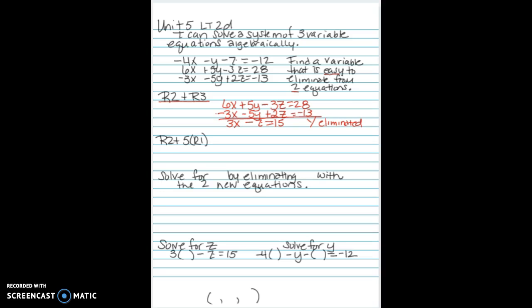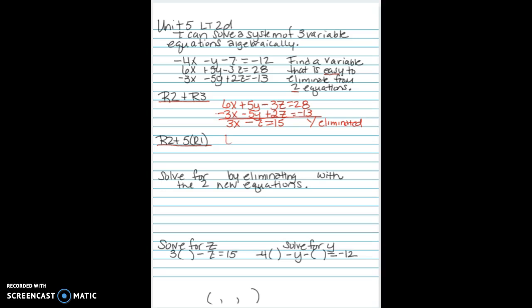Now I need to eliminate y again, because I need two equations where neither of them have a y. So this time, looking back at my three original equations, I notice that row 1 has a negative y. So if I multiplied row 1 by 5 and added it to row 2, I could eliminate y. So I'm going to do a row 2 plus 5 times row 1.